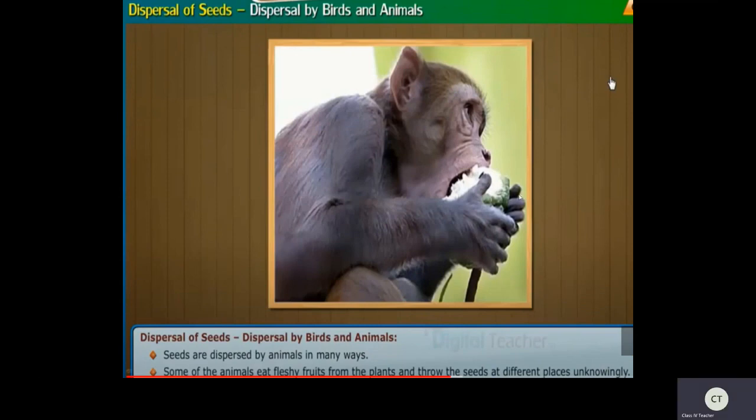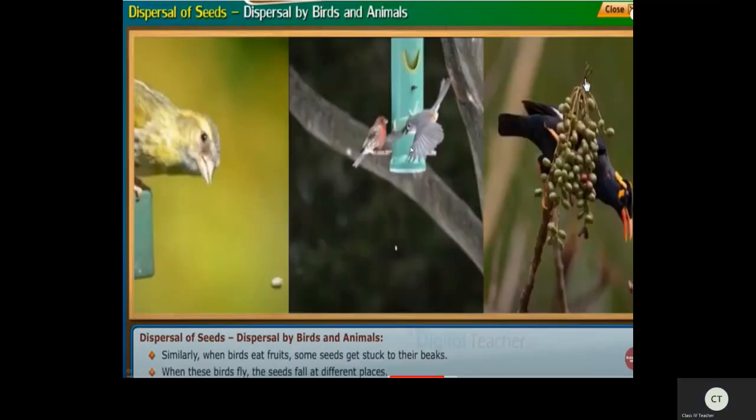See here, animals are eating the fruits. So when they are eating, what happens? They will throw the seed somewhere. So this is how the seed moves from one place to another place. Here, see the birds. When the birds carry these seeds or whenever they eat, they will throw the seeds in different places, or else it can be stuck in their beaks. By this also, when they are flying, it will fall in different places. This is how the seed will travel from one place to another place.